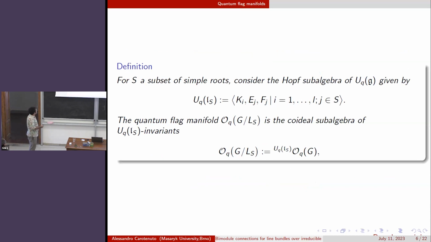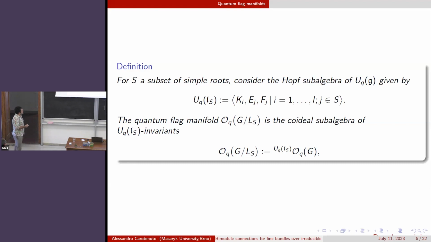So let's consider a subset S of the simple roots of our Lie algebra. Then we can define the corresponding Levi subalgebra, just by throwing out all the negative and positive simple root vectors that are not contained in this subset and keeping all the K's. This is, of course, a subalgebra of U_q(G). Moreover, it actually is a Hopf subalgebra.